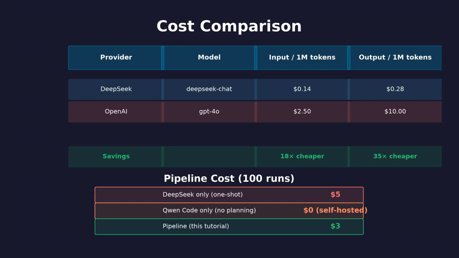Let's talk about cost. DeepSeek charges 14 cents per million input tokens and 28 cents per million output tokens. Compare that to GPT-4o at $2.50 and $10. That's 18 to 35 times cheaper. For complex tasks, the pipeline is actually cheaper than using DeepSeek alone, because you only pay for reasoning, not for trial and error coding. Running this pipeline 100 times costs about $3. Qwen Code execution is free since it runs locally on your machine.